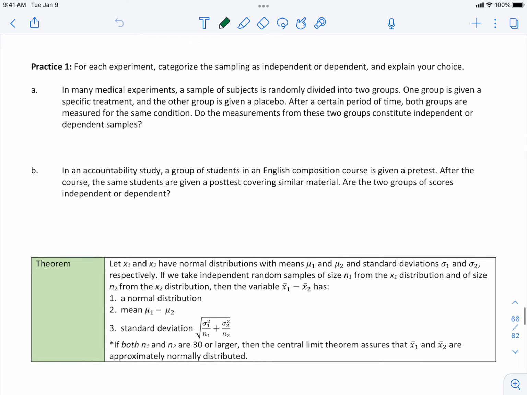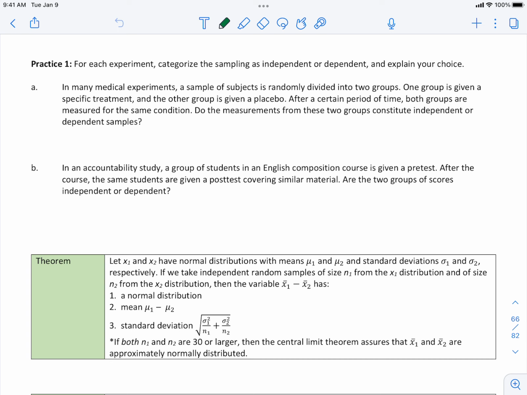So, for each experiment, categorize the sampling as independent or dependent and explain your choice. So, letter A. In many medical experiments, a sample of subjects is randomly divided into two groups. One group is given a specific treatment, and the other group is given a placebo. After a certain period of time, both groups are measured for the same condition. Do the measurements from these two groups constitute independent or dependent samples? So in this case, they are independent samples. And this is because they are randomly assigned.